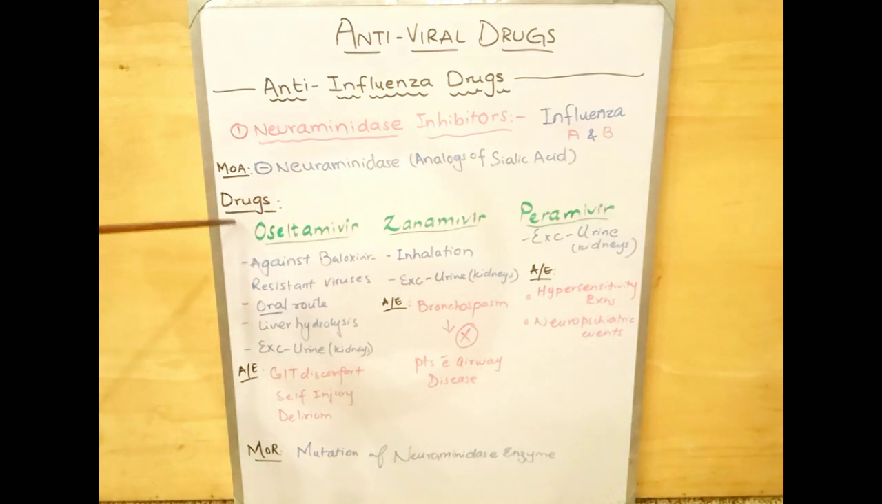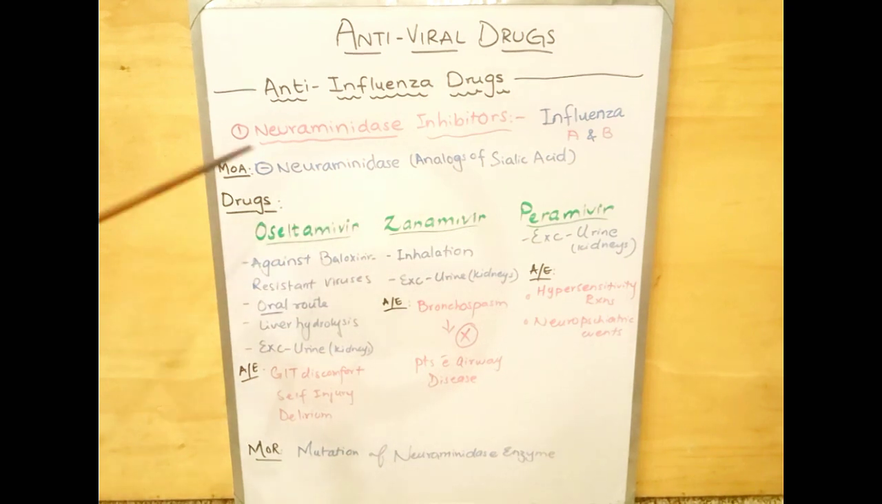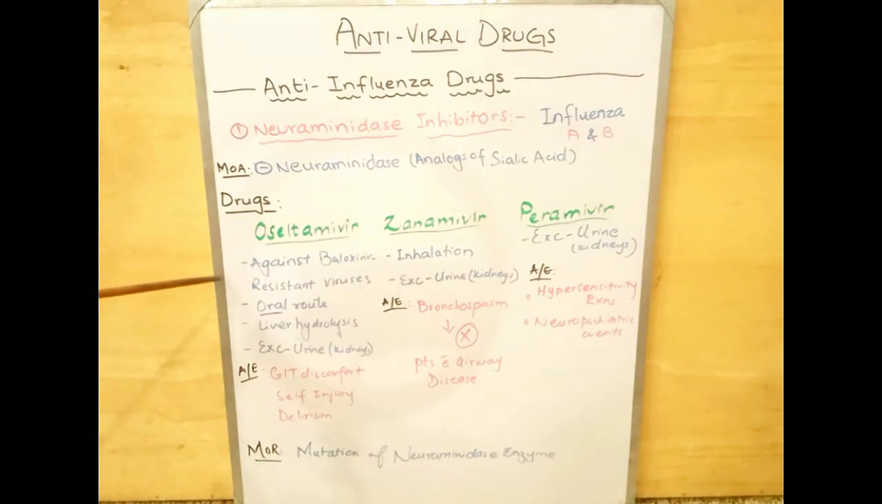Then we have the drugs: oseltamivir, zanamivir, and peramivir. Oseltamivir is active against viruses that are baloxavir resistant. It is taken through the oral route and undergoes liver hydrolysis. It is excreted in the urine via the kidneys. Now what are the adverse effects? The adverse effects are GIT discomfort, self-injury, and delirium.